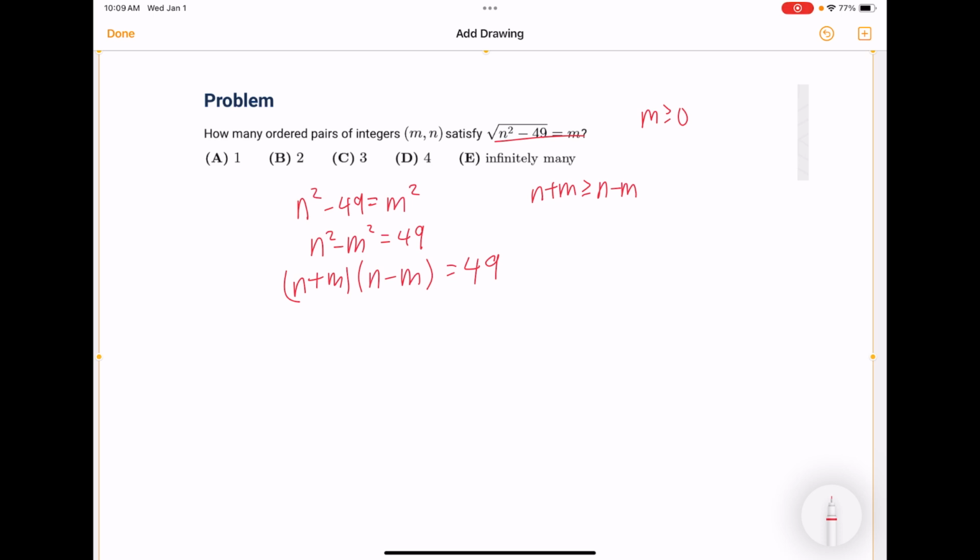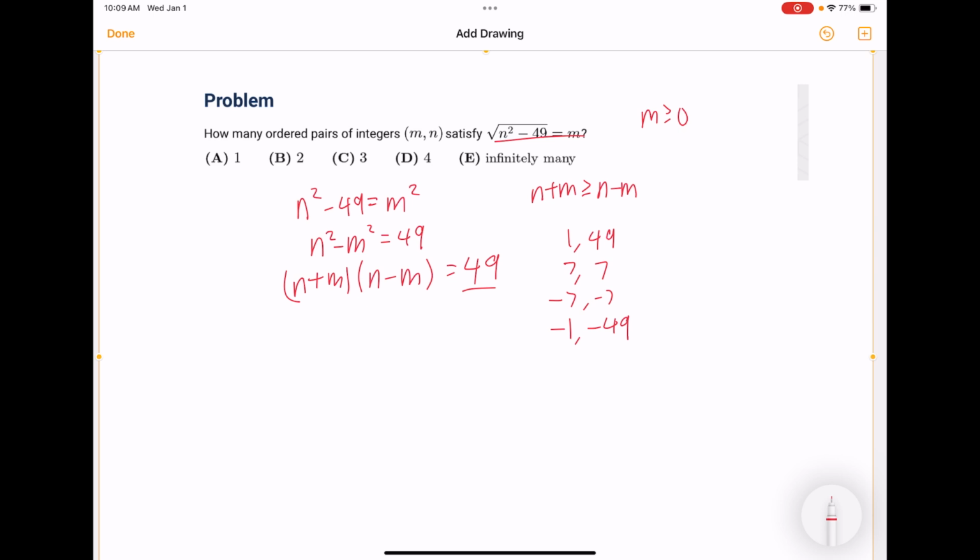And then we can factor 49 to get 1 and 49. I'm just listing the factor pairs: 1 and 49, 7 and 7, negative 7 and negative 7, and negative 1 and negative 49. 49 is not too hard to factor. Okay, so from here we can get what m and n are each.